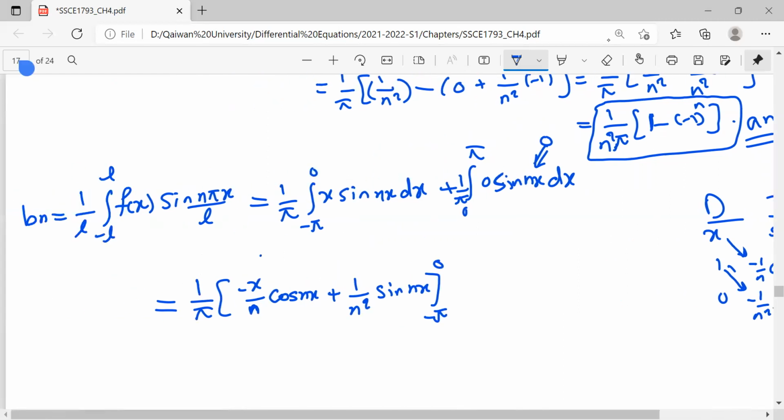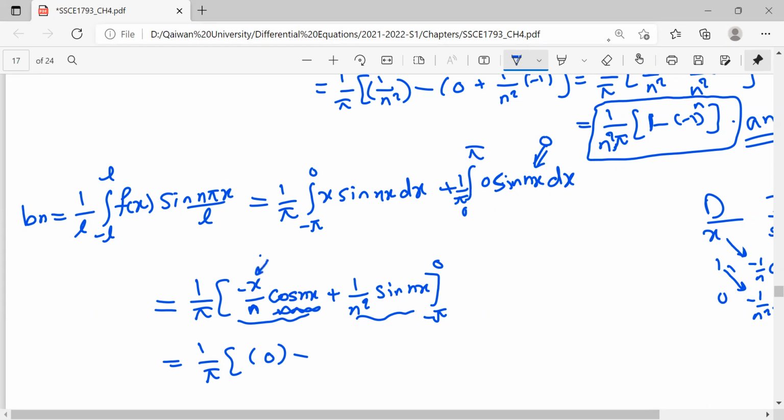We first replace by 0. If you replace by 0, this becomes 0, and this also 0. Both become 0 because the first term here we have x times cosine nx, it becomes 0. And in the second term, we have sine 0. Sine 0 is 0. This equals 1 over pi, 0 minus. We replace by negative pi. When we replace by negative pi, cosine nx becomes minus 1 to the power n.